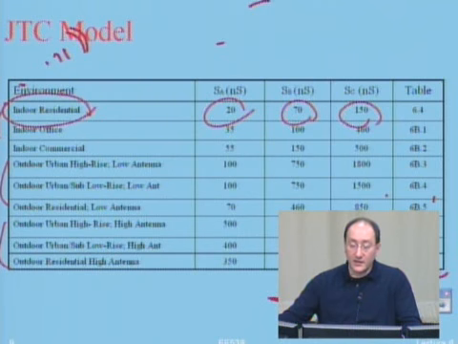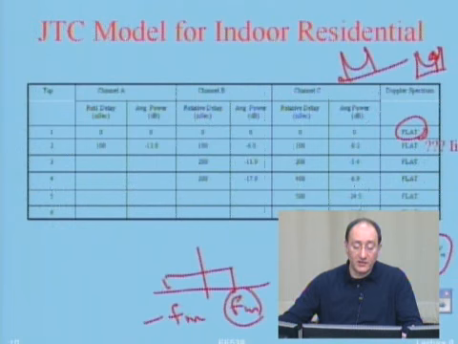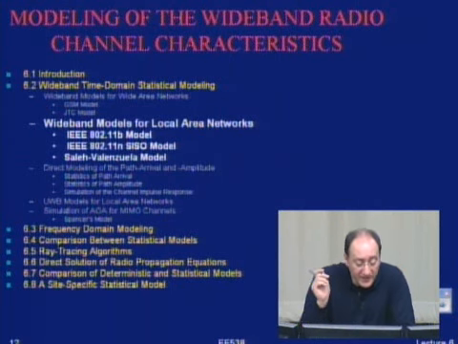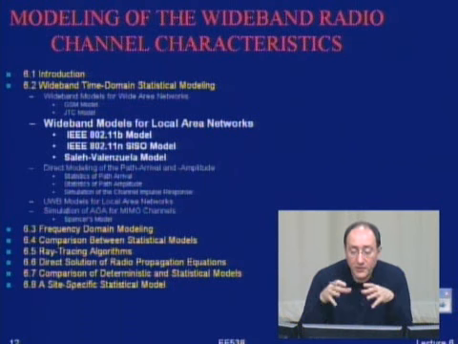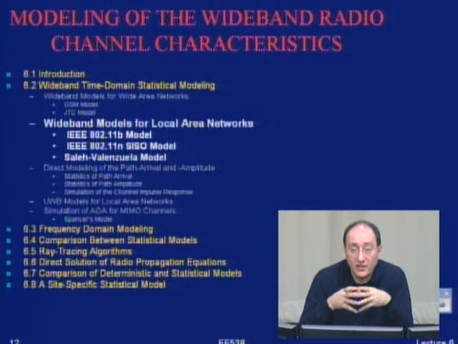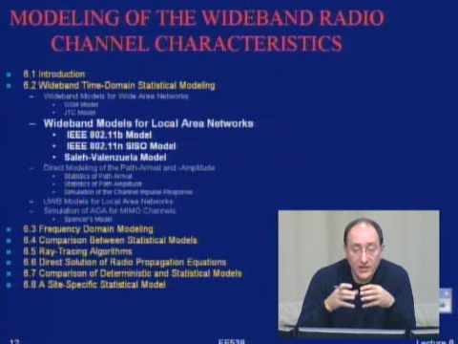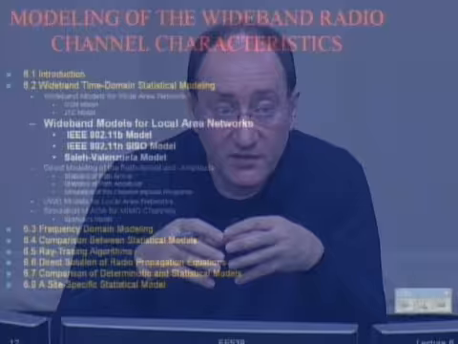Okay. That's about the models that I talked about for wideband areas. Basically, up to here, I gave you 2 examples, which were 2 models. One was the GSM model, and the other one was the JTC model. Now, I would like to close this video, and then I will start to talk about 2 or 3 more models, which are used for local area networks.